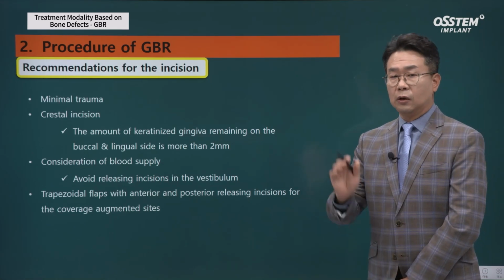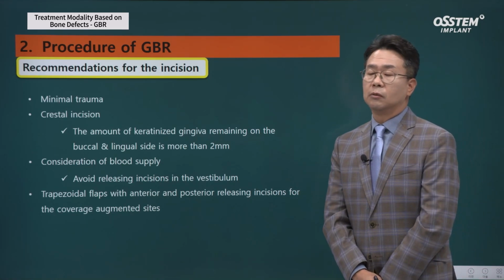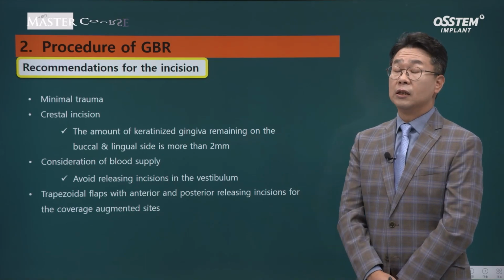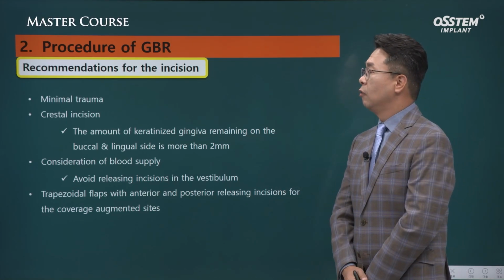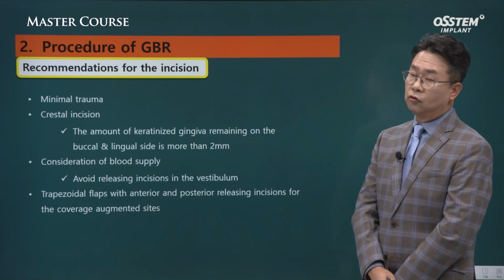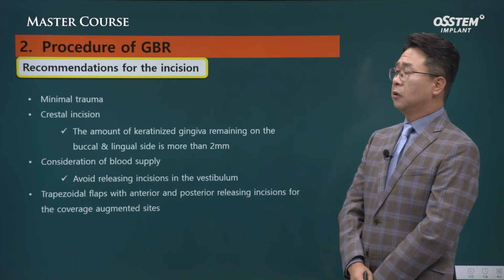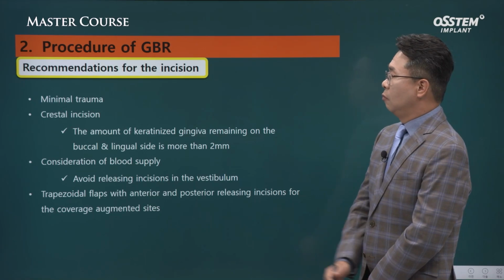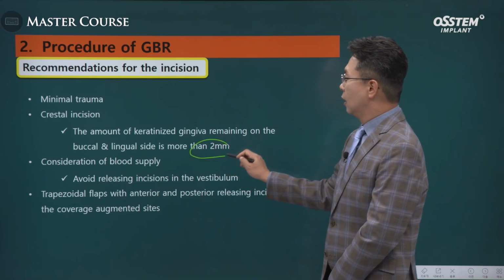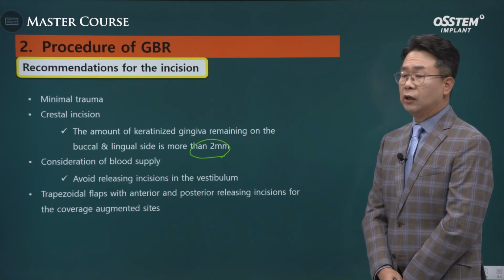You need to make minimal damage. If there is damage to the tissue, it will become difficult to abide by the PASS principle which was addressed earlier. Attention should be paid to minimize damage. In talking about crestal incision, the amount of keratinized gingiva remaining on the buccal and lingual side should be more than 2 millimeters.